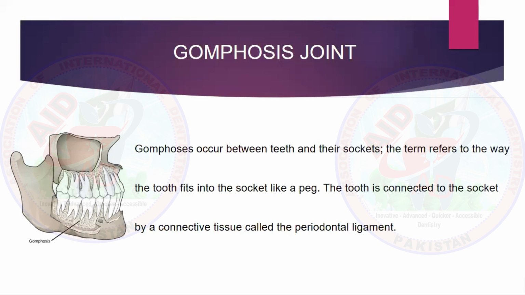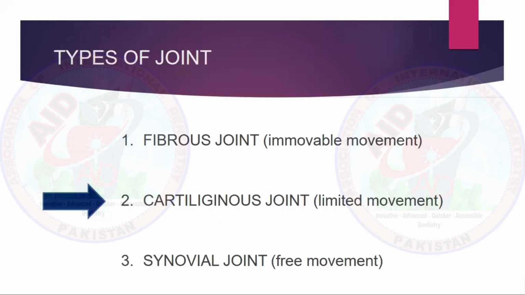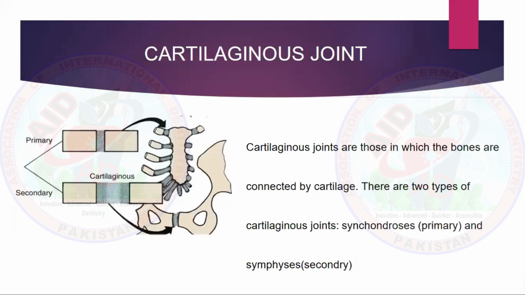After having the concept of the fibrous joint, we move to the cartilaginous joint. These cartilaginous joints also have limited movement. They have movement, but it is limited. Ladies and gentlemen, this picture is also taken from the book called TMJ. You see, they have divided it into the primary cartilaginous joint and the secondary cartilaginous joint.